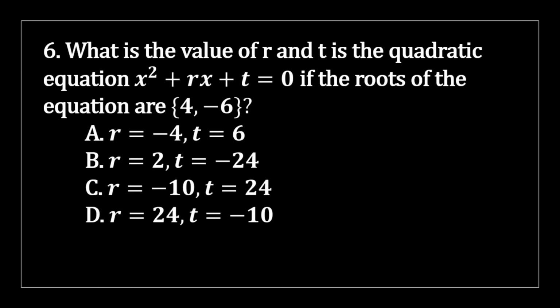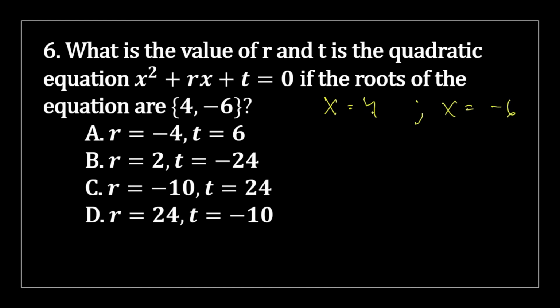number 6. What is the value of r and t in the quadratic equation x squared plus rx plus t is equal to 0 if the roots of the equation are 4 and negative 6. Again, the roots are x is equal to 4 and x is equal to negative 6.